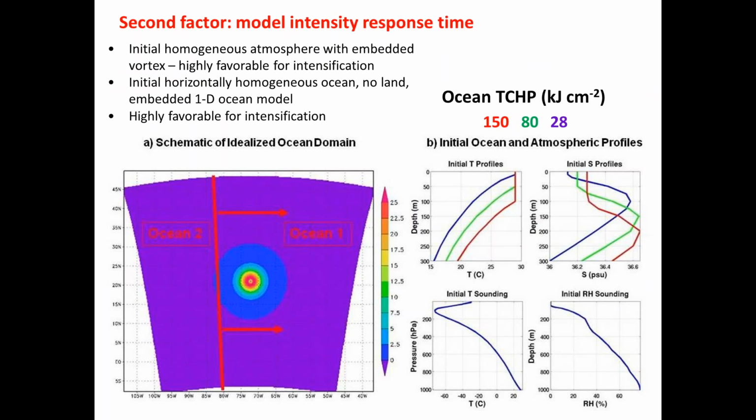The second factor that I mentioned is the model intensity response time. How long does the model take to respond? Just going back to the lower left panel here, in this case, we initialize two different oceans, one warm and one cold, or vice versa. And with the ocean grid moving to the east, this was set up so that about forecast hour 60, the transition region would pass underneath the eye of the storm. And then we can see how long it takes the storm to respond to this.